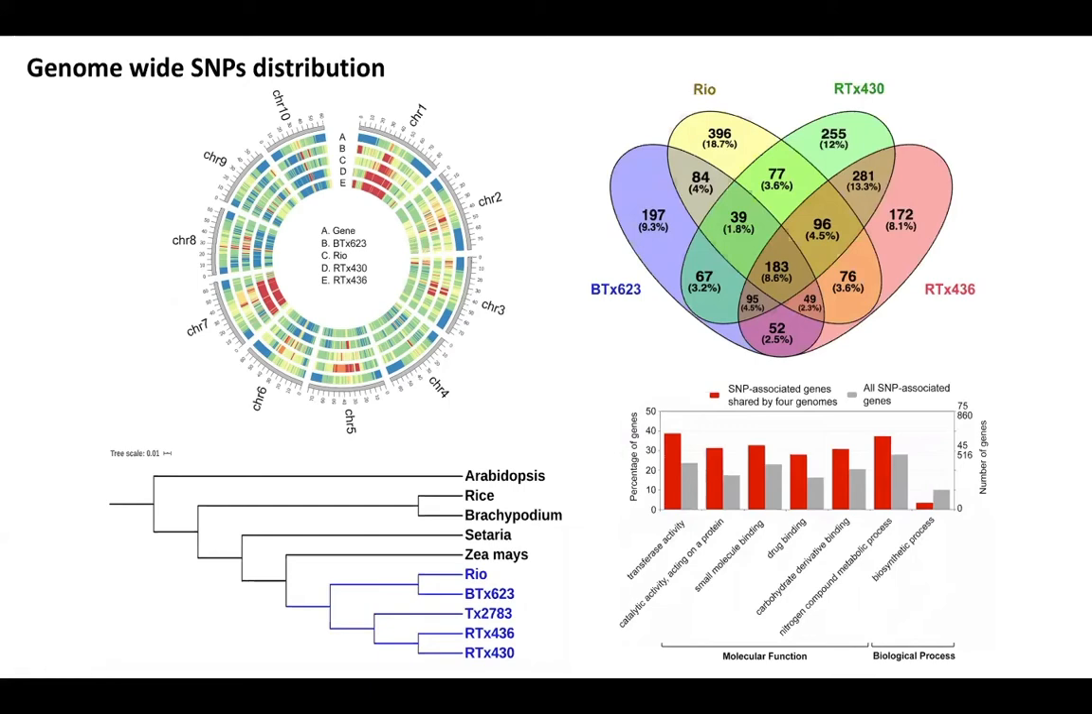And we then predict the deleterious mutations using these SNPs and found that 183 genes were shared among all the genomes. And for these genes, the function analysis by gene ontology analysis showed that they are associated with the molecular function and the biological processes.